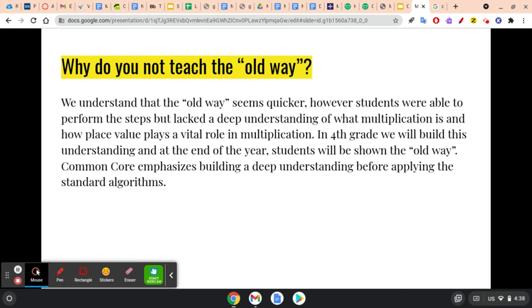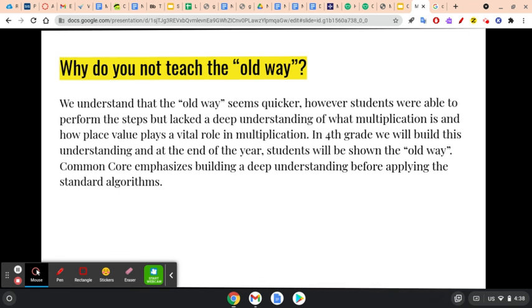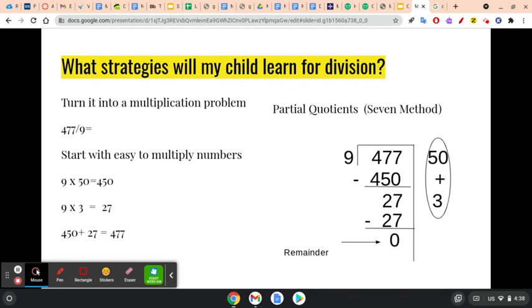We were just taught the steps to do it and not really the basic understanding of what multiplication is. What are we actually doing? What is the purpose?